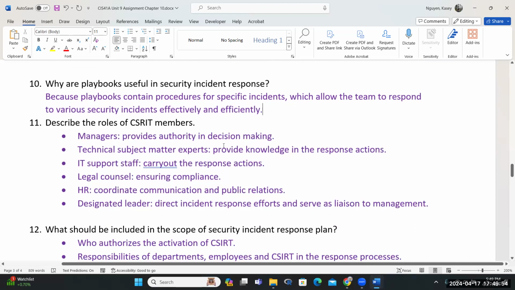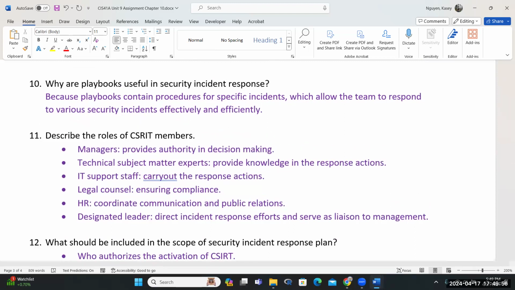Okay, so I'm gonna move down to the next part. In the notes, they already give you some information about the members for the security incident response team. You would include the managers. Those are going to be the people who help you with decision making or authoritative actions.